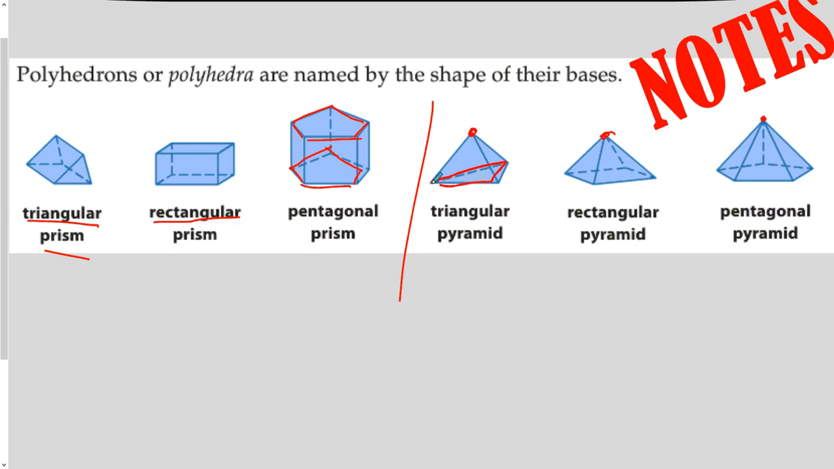So this is a triangle, so it's a triangular pyramid. This one's a rectangle, so it's a rectangular pyramid. This one's a pentagon, so it's a pentagonal pyramid. You can go hexagonal, septagonal, you can keep going. But we name the prisms or pyramids based on the shape of their bases. And that's important to remember.